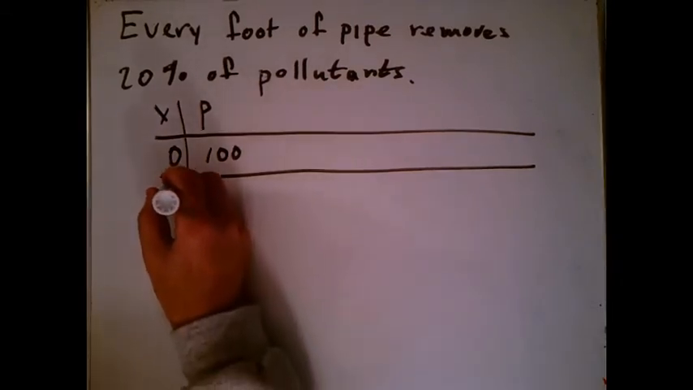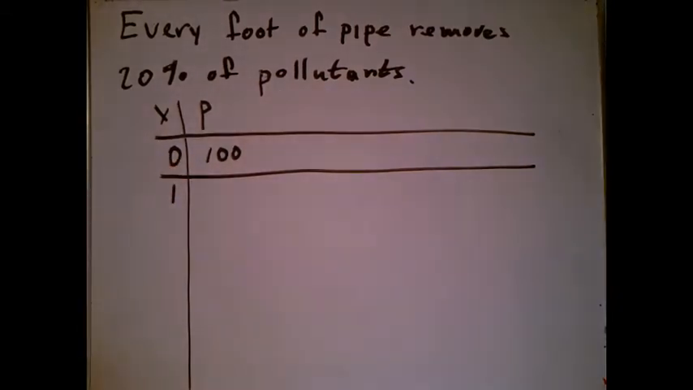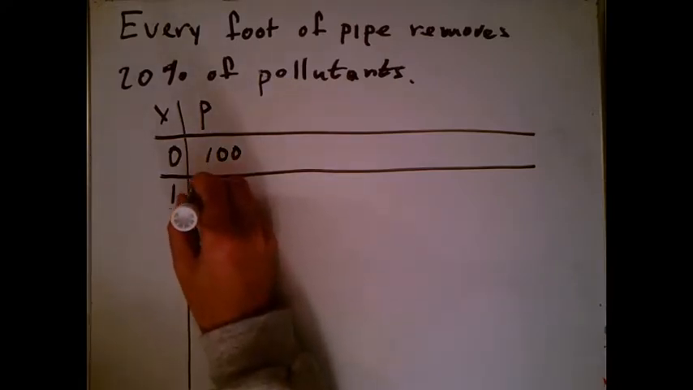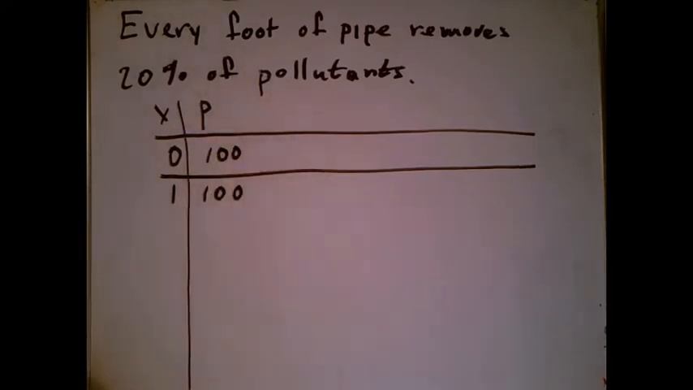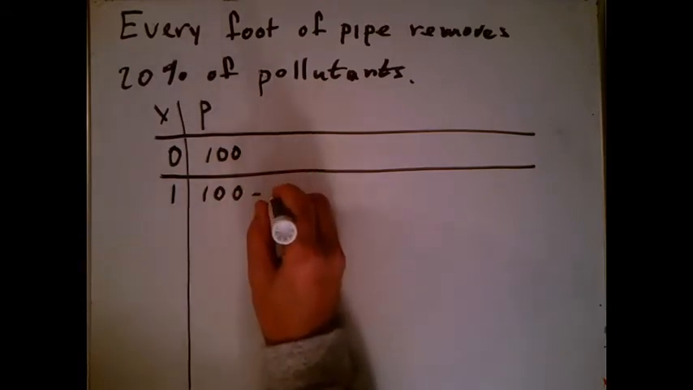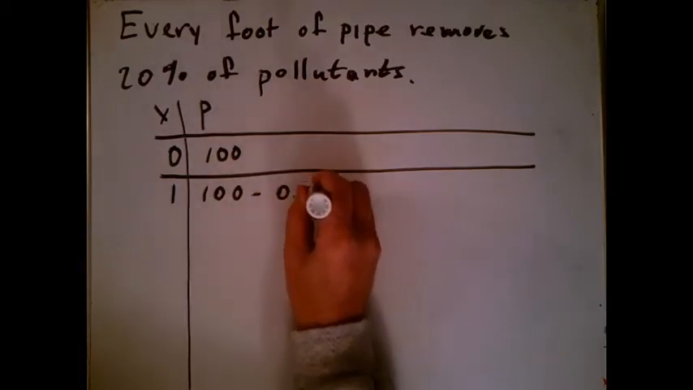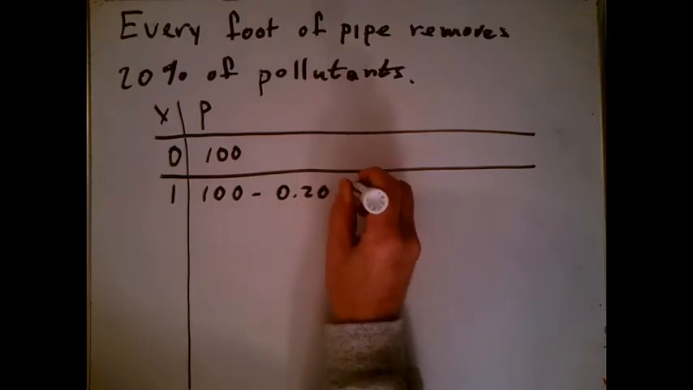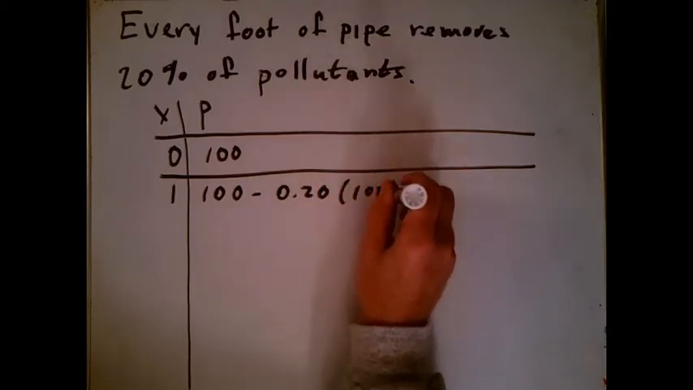Okay, if I run it through 1 foot of jet fuel, I'm supposed to lose 20% of the pollutants. And I just want to write this out. So I'm going to get the original amount of pollutants, and then I'm going to lose 20% of those pollutants. So it's 20% of what I had, like that.